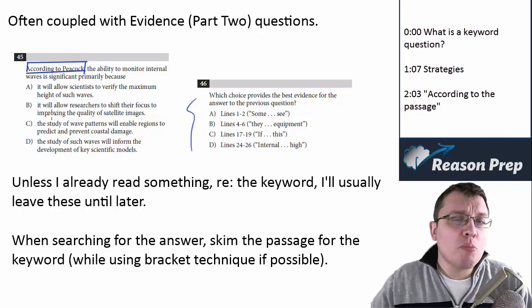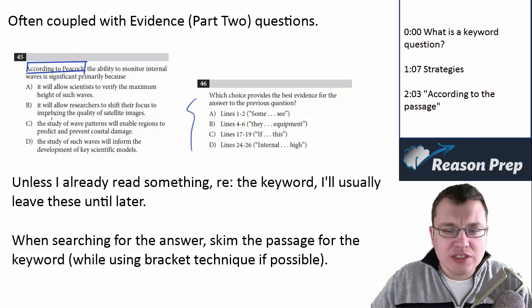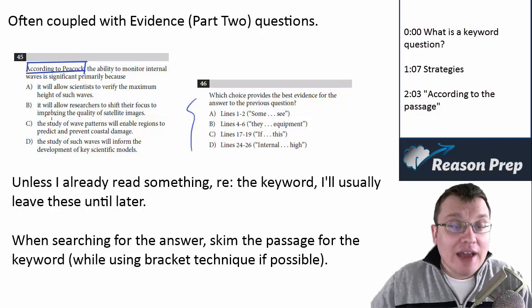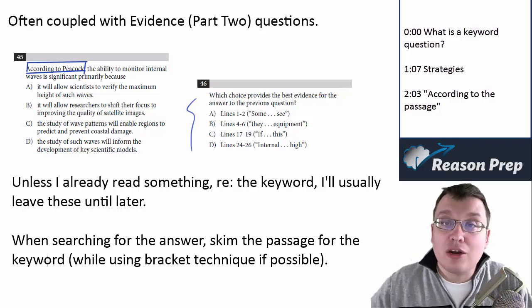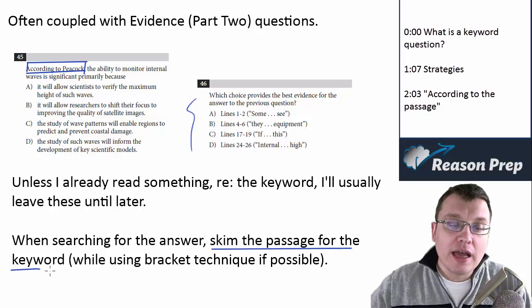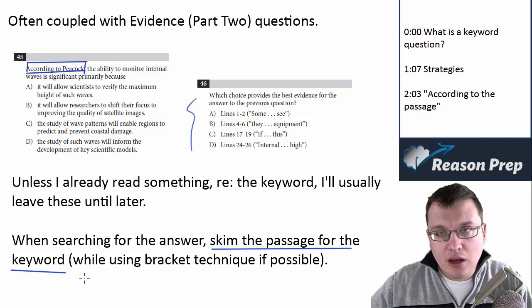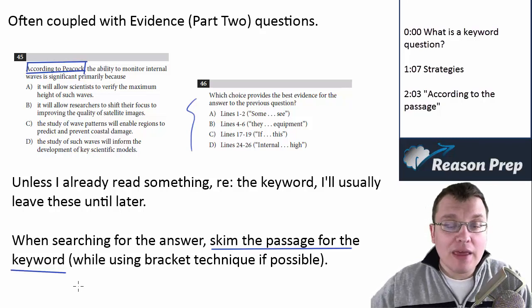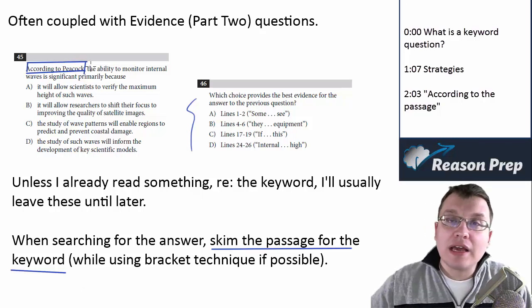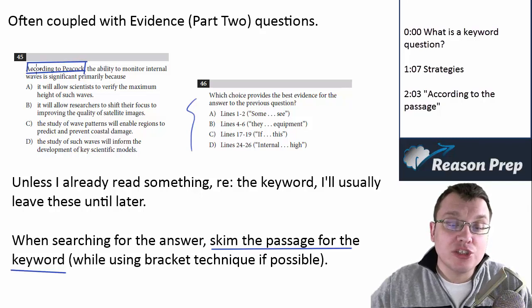I'll do it before I do the general questions, but I'll almost treat it like a general question in some sense. And then if I have to, I'll go back and look for it because I'm not quite sure where the answer is. As we've said, we'll skim the passage looking for that keyword. If necessary, we just have to reread in more detail to maybe find the answer. But try to skim the passage, look for that keyword, and look for where they discuss that issue in the text.